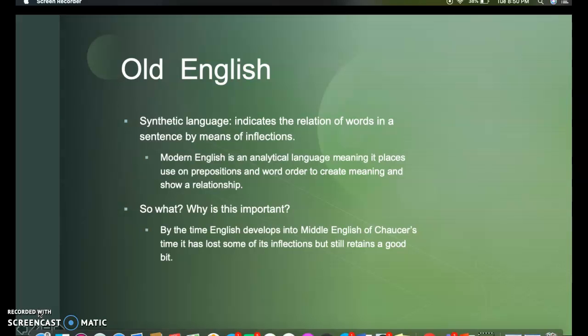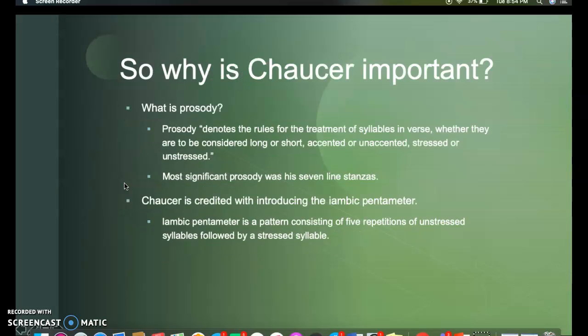So what? Why is this important? By the time English develops into Middle English of Chaucer's time, it has lost some of its inflections, but still retains a good bit. According to Gross in his readings of Canterbury Tales, this makes it difficult for modern English readers to understand some of Chaucer's work because it either lacks inflections or it has too many. So why is Chaucer important?